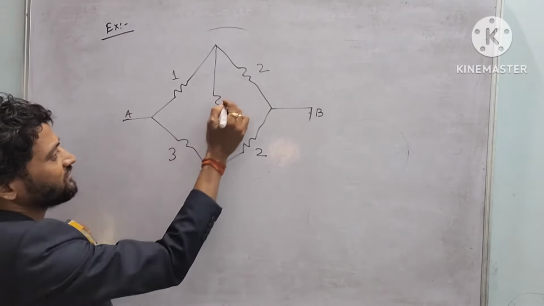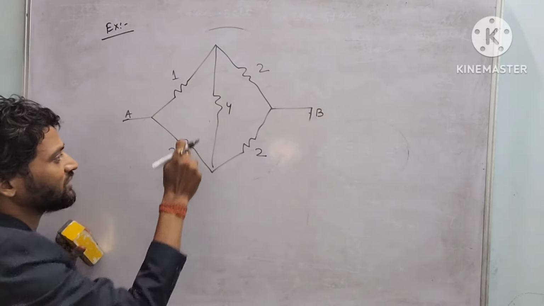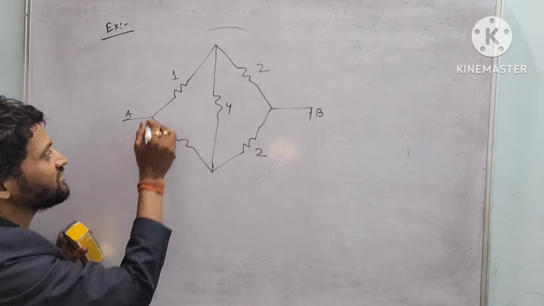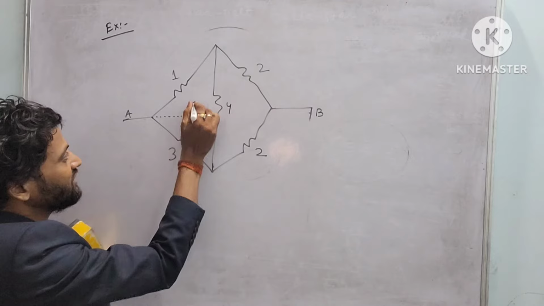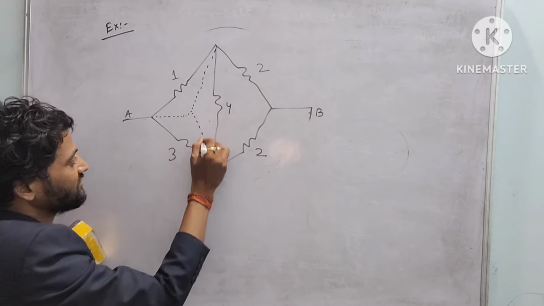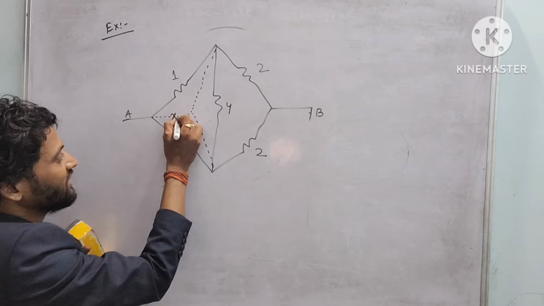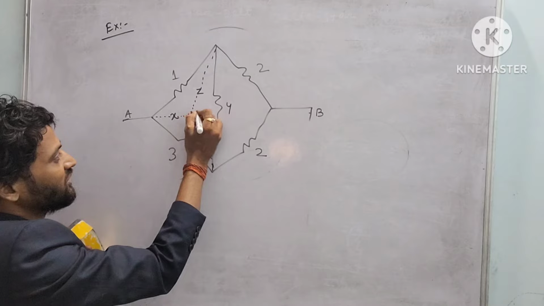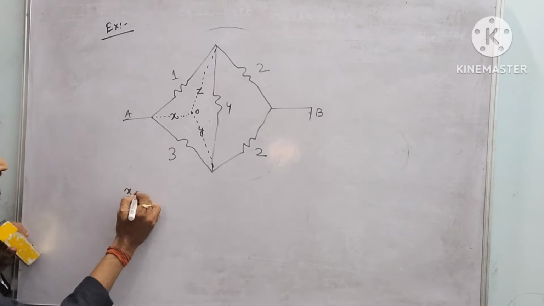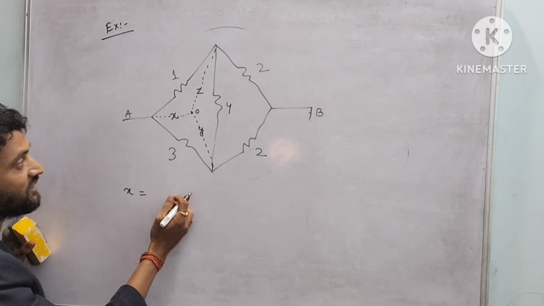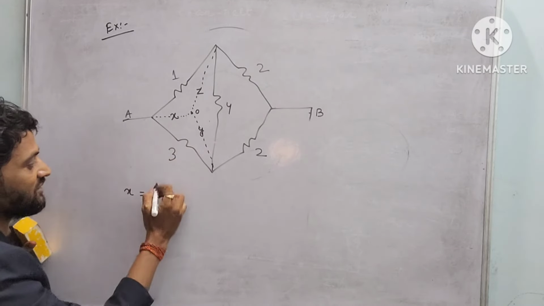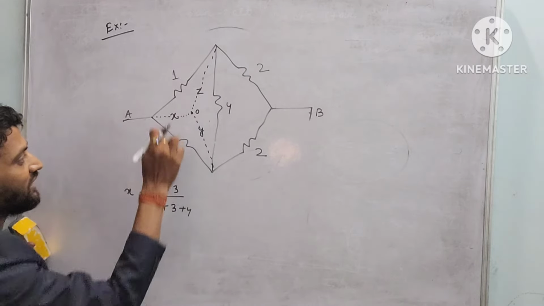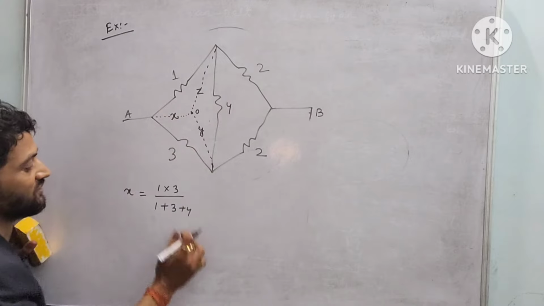Now tell me one thing. This circuit with 1, 4 and 3 looks like a delta kind of circuit. Yes or no? So its corresponding star element will be like this. Let these values be x, y, z, and this point is O. Tell me what is the value of x here? What did I say for delta to star? Multiplication of adjacent sides: 1 into 3 by 1 plus 3 plus 4.